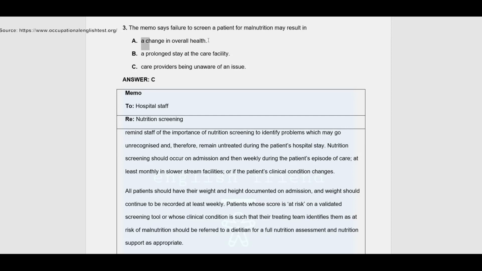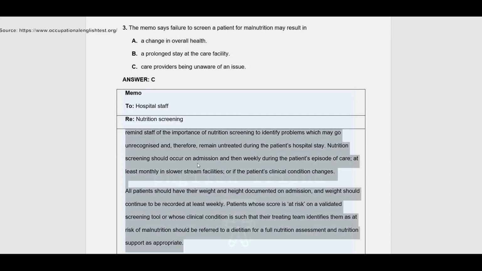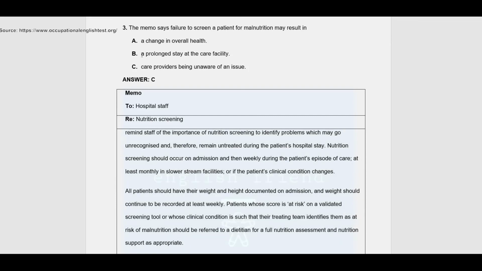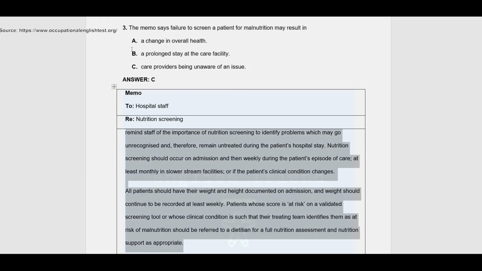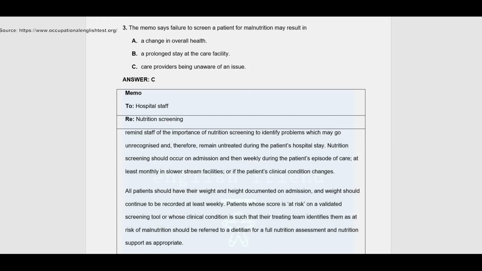Now option A says a change in overall health, which we cannot really find anywhere given in this paragraph. And another option, a prolonged stay at the care facility, is also something which is not mentioned anywhere in this paragraph. So both option A and B are not given. So the answer is C.